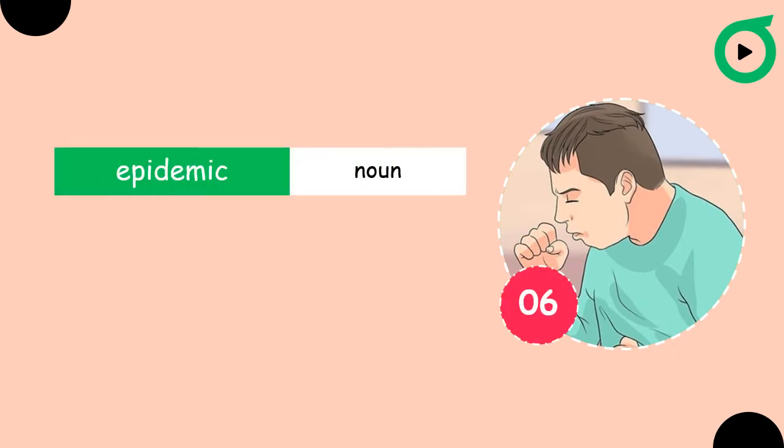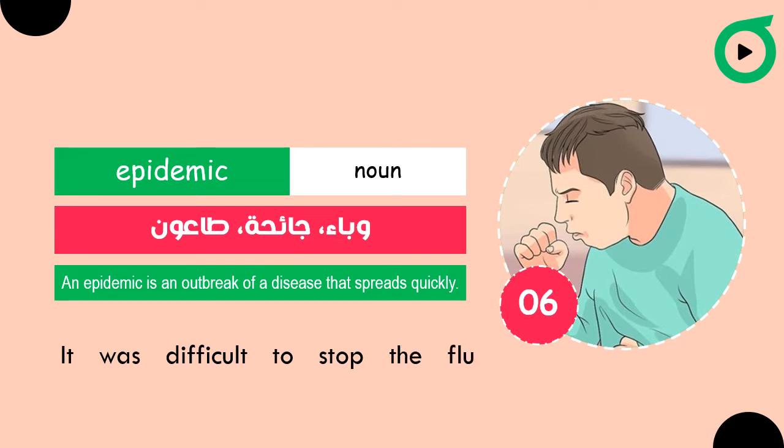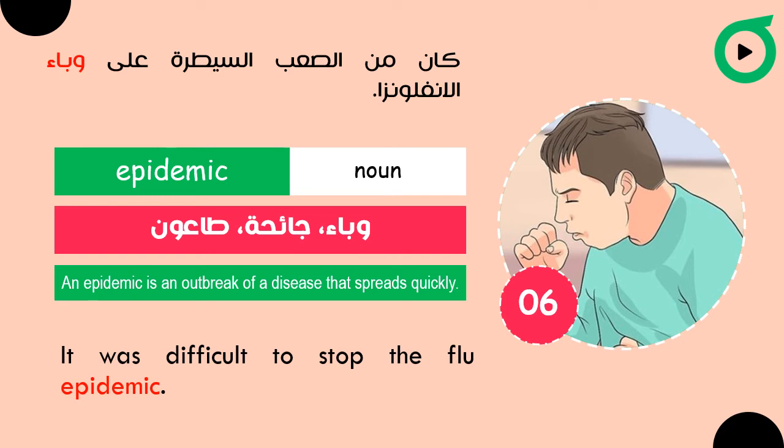Epidemic. An epidemic is an outbreak of a disease that spreads quickly. It was difficult to stop the flu epidemic.